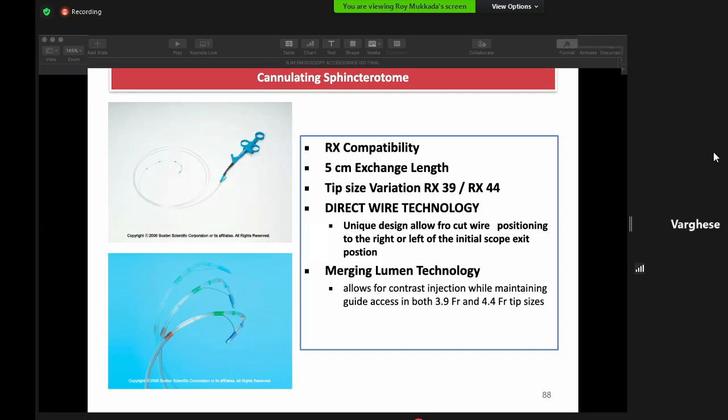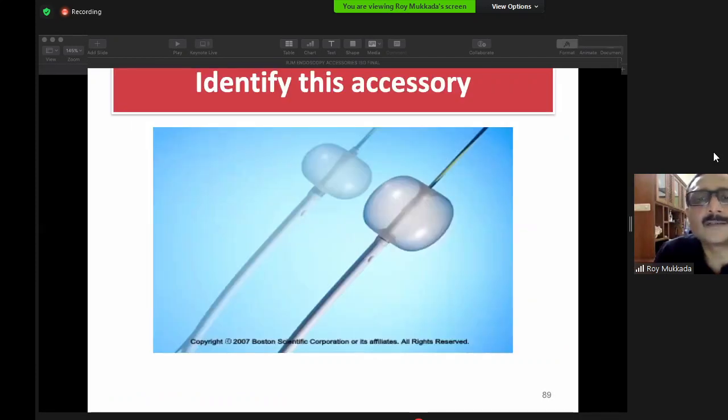When the stone is big, a very big stone, you may find it difficult to take it out through an ordinary sphincterotomy cut. So you have to dilate it. But this I think we discussed last time. Okay, we move to the next person.